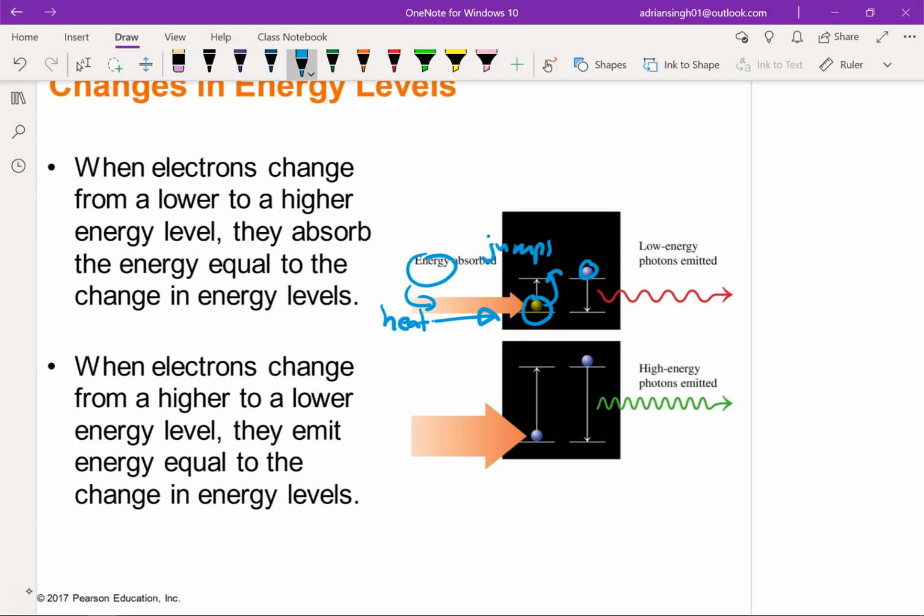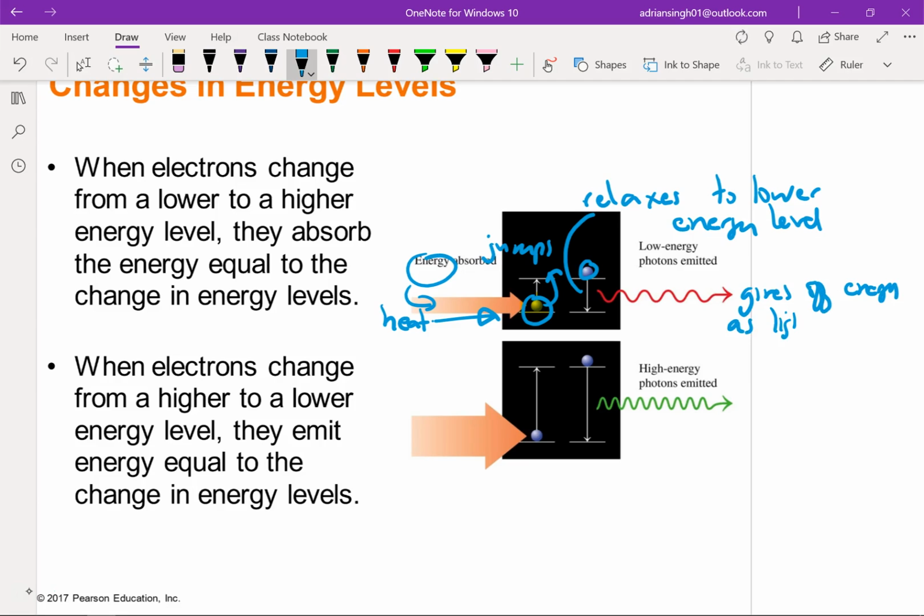So it jumps to a higher energy level as it absorbs some energy. Then eventually it can relax back down. So what's happening here is it relaxes to a lower energy level, and as a result it gives off energy in the form of light. Okay, and in this case it is red light that it's giving off, which has a certain amount of energy associated with it.